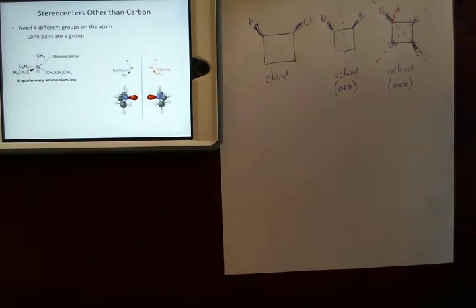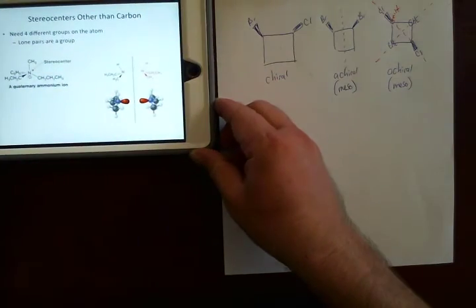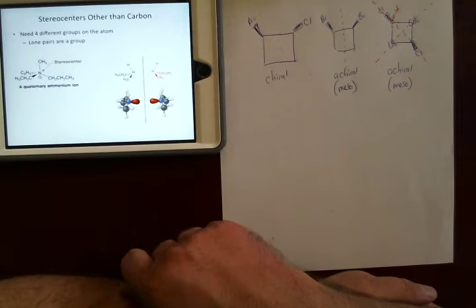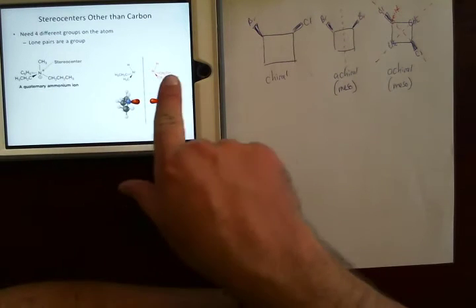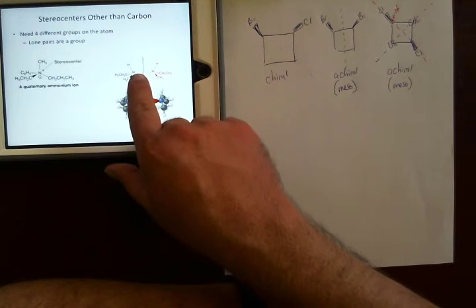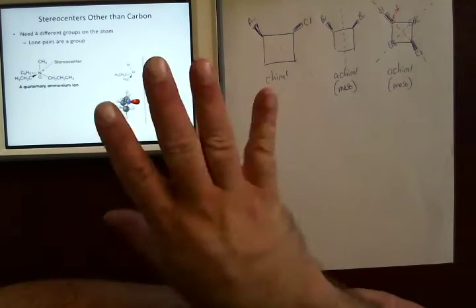I don't know why this has gotten so dark. Okay, and stuff like that. But the nitrogen will still do this. Okay, with this one, if it has lone pairs, yes, it will. This is chiral.